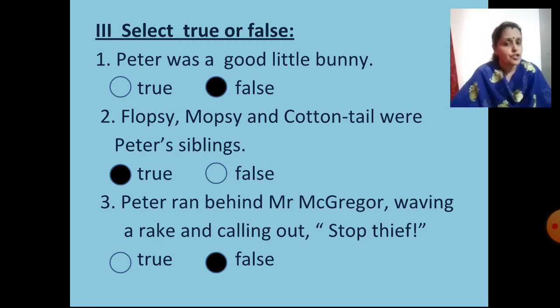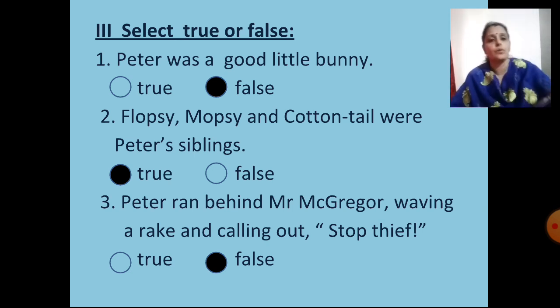Understood, children? Actually, in the lesson, Peter is a naughty bunny. He doesn't listen to his mother and he enters Mr. McGregor's garden. He eats the vegetables there. And when Mr. McGregor caught hold of him, he runs behind him waving a rake and calling out, stop thief. So it is Mr. McGregor who calls out stop thief to Peter and not the other way. So the sentence given here is false. So we have to select false by clicking on it. Okay, are you all understanding? Shall we move to the next one? Okay.